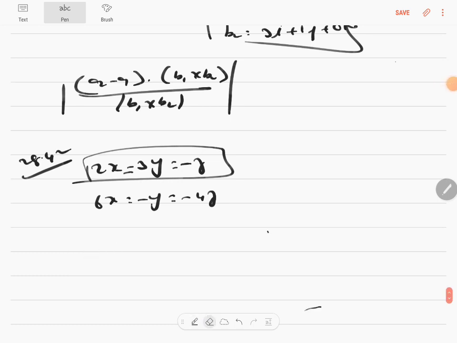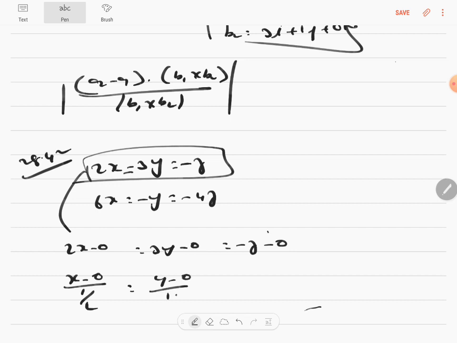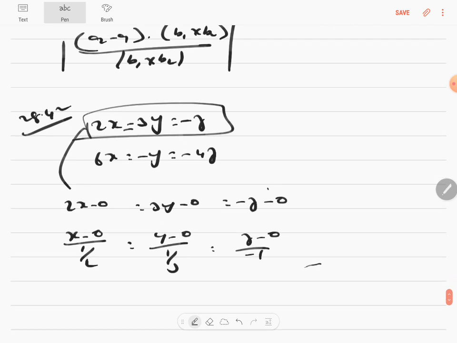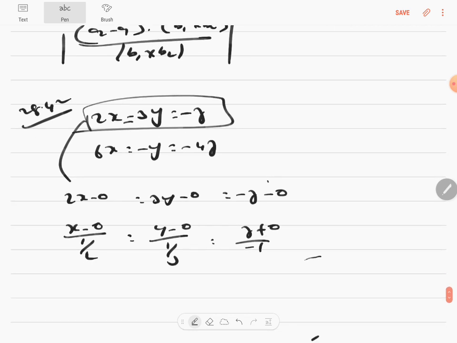So you can understand this means it's 2x minus 0 is equal to 3y minus 0 is equal to minus z minus 0. And you don't want a 2, so it's (x minus 0) by 1 by 2, (y minus 0) by 1 by 3 is equal to (z minus 0) by minus 1. z plus 0 doesn't matter, by minus 1. So thus you convert this equation.